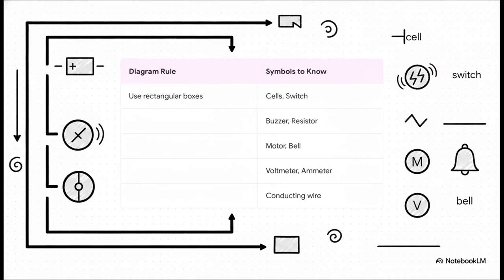And this brilliantly illustrates our next 2 questions. Question 7 asks about the shape of our circuit diagrams. Even though real circuits are messy and curvy, we chart these components in strict rectangular boxes.